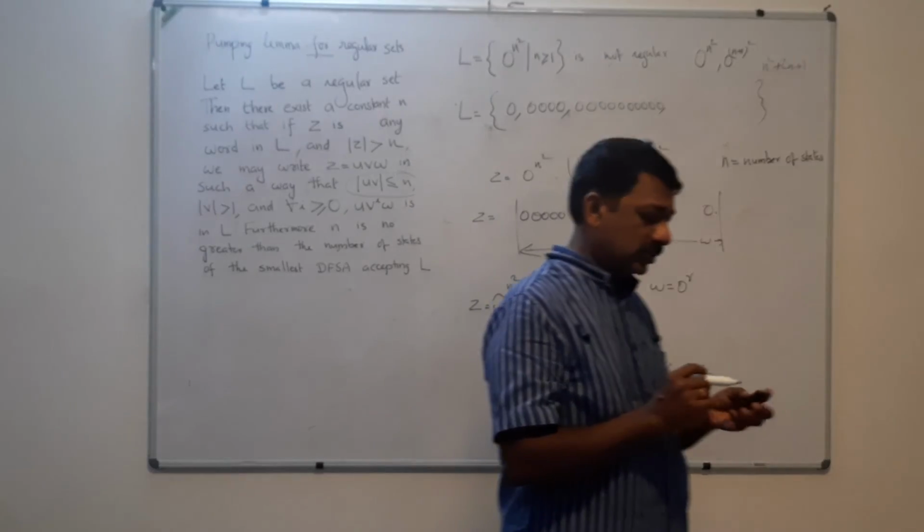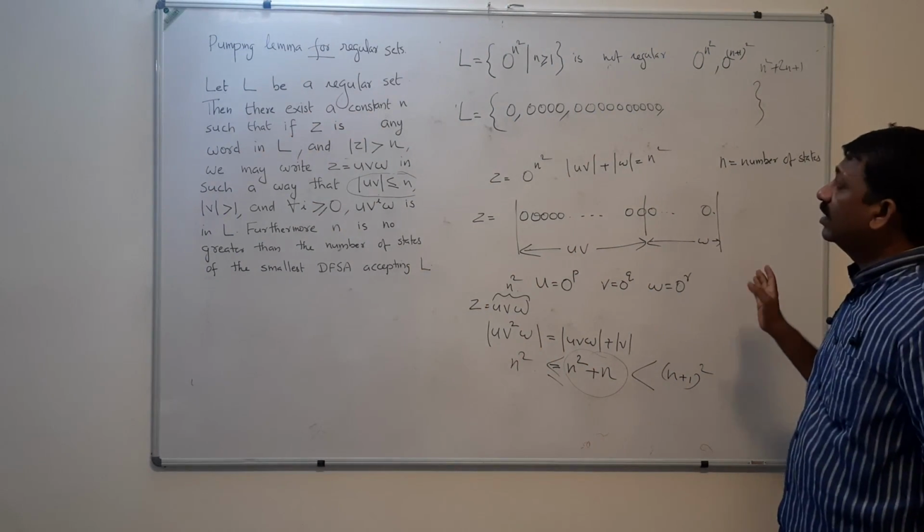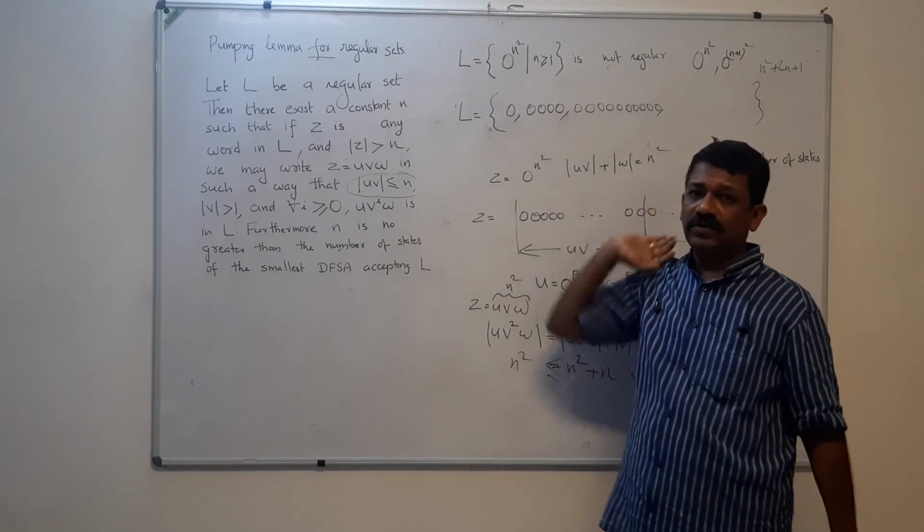So what is our conclusion? Our assumption was wrong. That means by contradiction we have proved that L is not regular.